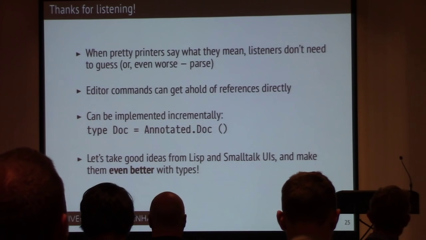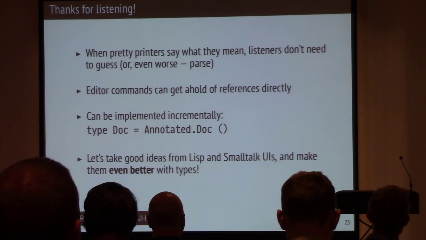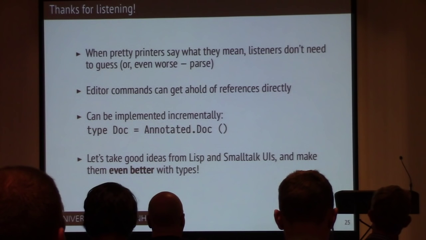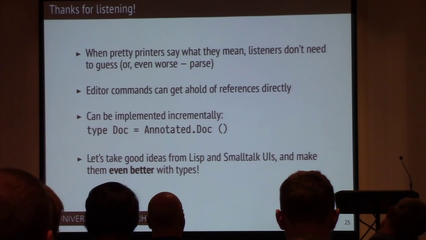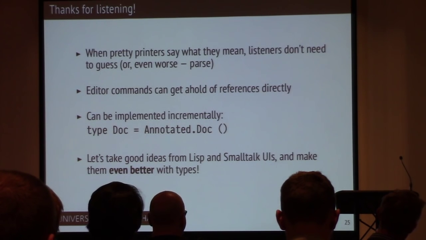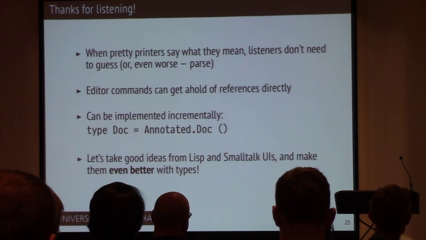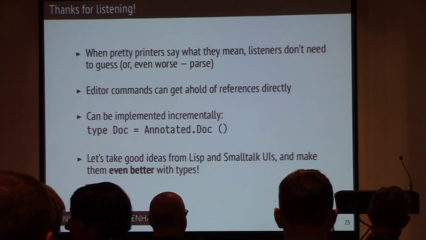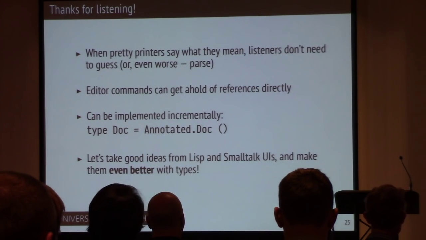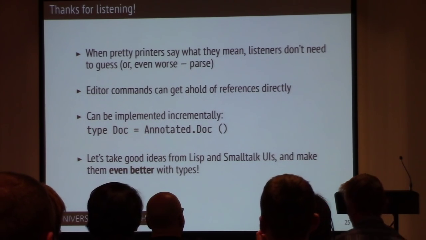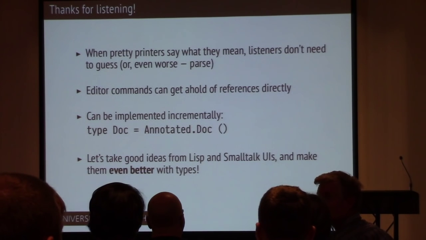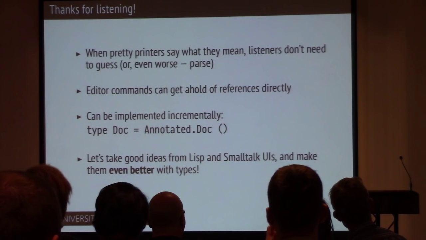And as a final point, I think it's really important that we not forget all the cool stuff that's happened outside of our own silo. In the Lisp and Smalltalk world, they've made amazing development tools, especially when it comes to inspecting libraries, understanding code and interacting with them. I think we can take these things that they've done and make them even better by having a really nice, strong type system on top of it. So thanks for listening.